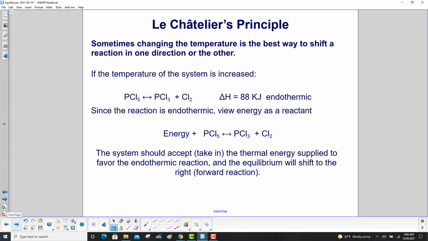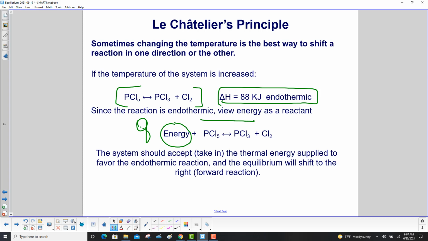Now, sometimes changing the temperature is the best way to shift a reaction in one direction or the other. Not for the Haber process, but let's look at this one. Let's increase the temperature of this system. We have a delta H of 88 kilojoules, and it is endothermic. Since the reaction is endothermic, view the energy as a reactant, just like we did earlier with Q. The system should accept, which means take in the thermal energy supply to favor the endothermic reaction. And then the equilibrium will shift to the right, the forward reaction, to produce more product.